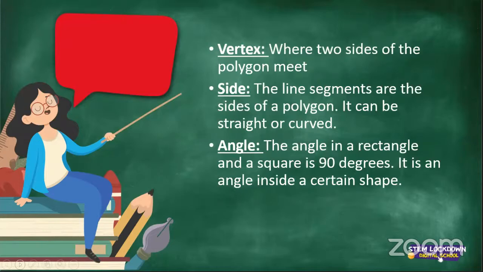So to recap, a vertex is where two sides of the polygon meet. A side is a line segment of the polygon. It can be straight or it can be curved. And the angle in a rectangle and a square is 90 degrees. It is the angle that gives the shape its shape.